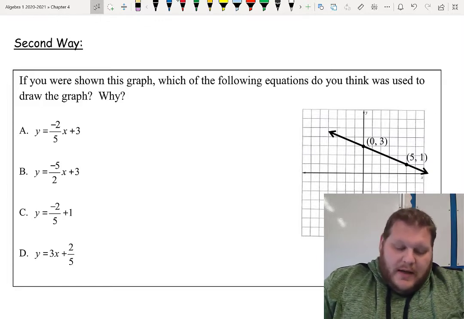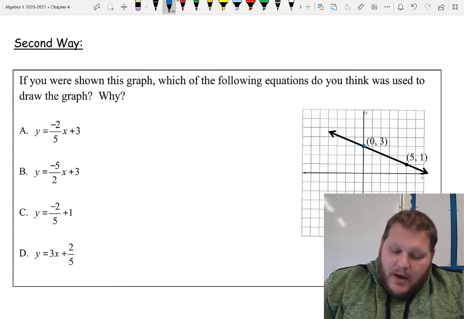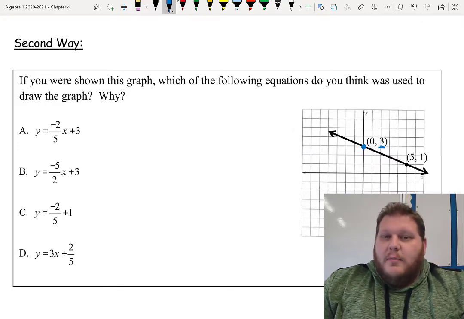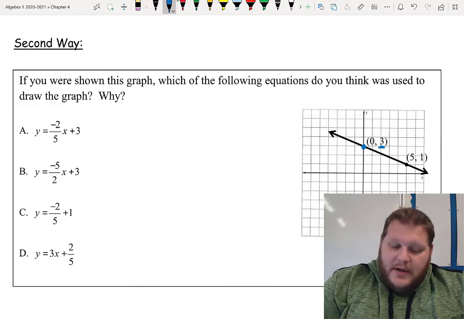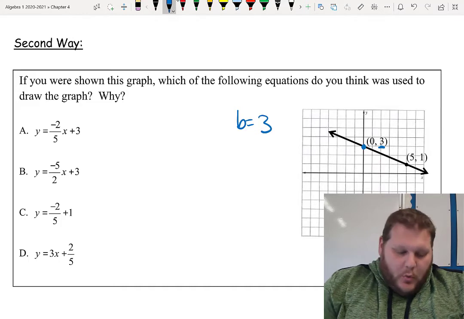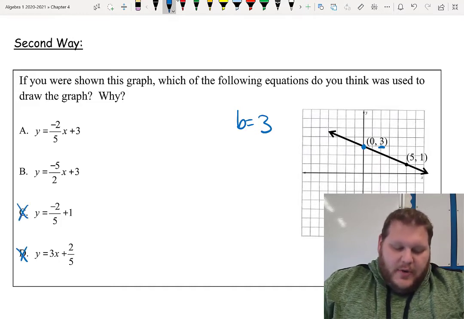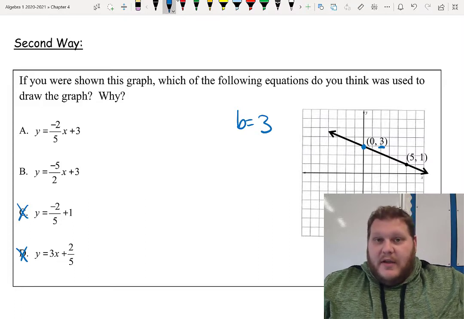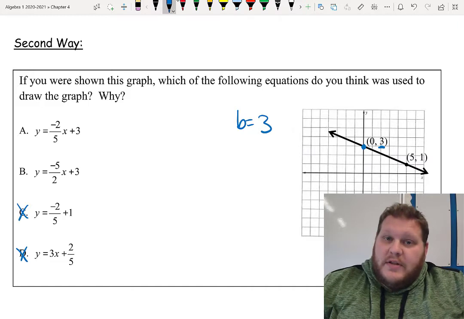In this one, the easy thing to start with, just like if we were graphing a problem, is identifying my y-intercept. Now remember, the y value of the point where my graph crosses the y-axis is my y-intercept. So that tells me in this case that my b is +3, which eliminates C and D. It's either going to be A or B because those two have a +3 for their b values. So what you have to do now is figure out what the slope is.